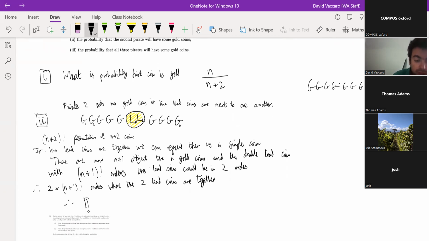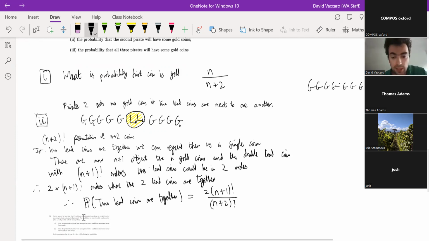Therefore, the probability that the 2 lead coins are together is equal to 2 times n plus 1 factorial over n plus 2 factorial. Can anyone in the chat simplify 2 times n plus 1 factorial over n plus 2 factorial?